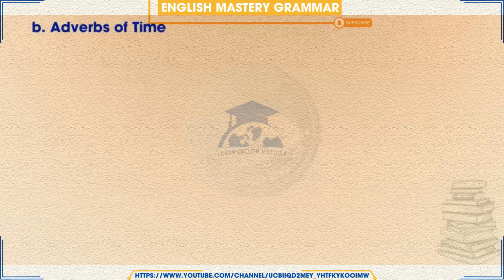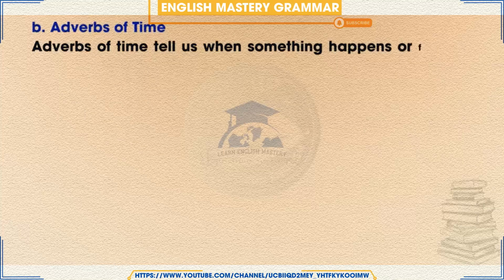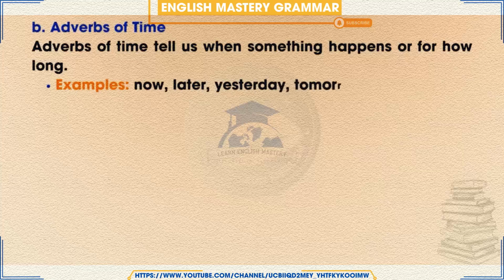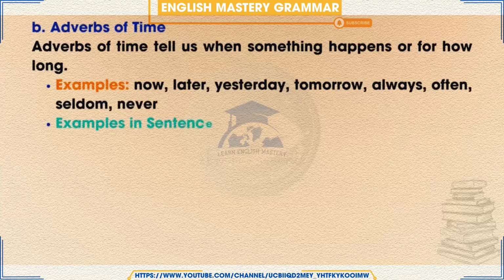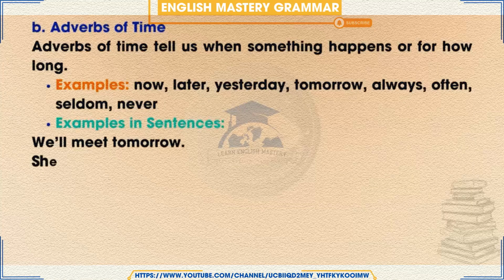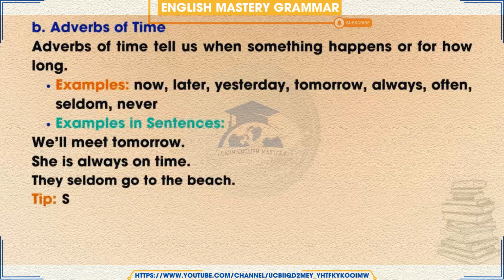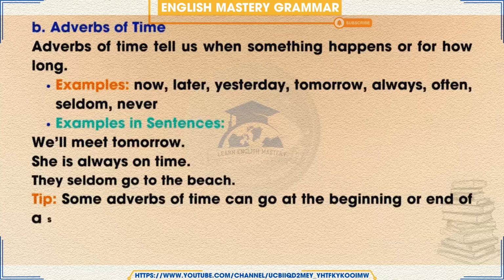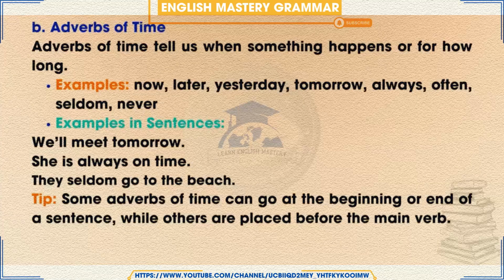B. Adverbs of time. Adverbs of time tell us when something happens or for how long. Examples: now, later, yesterday, tomorrow, always, often, seldom, never. Examples in sentences: we'll meet tomorrow. She is always on time. They seldom go to the beach. Tip: some adverbs of time can go at the beginning or end of a sentence, while others are placed before the main verb.